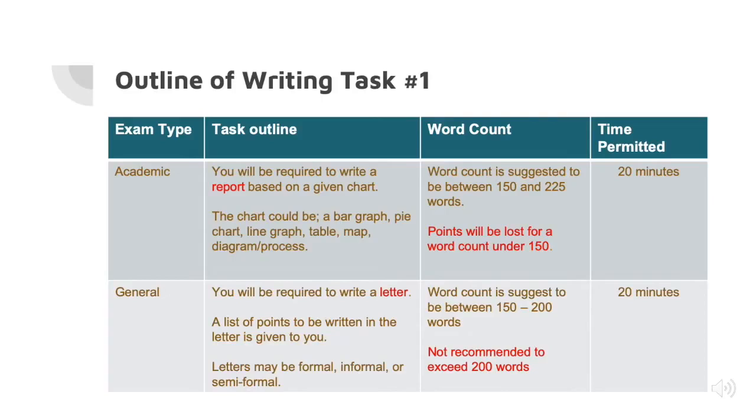For the general task, you will be required to write a letter. A list of points to be written in the letter is given to you. The letters may be formal, informal, or semi-formal. The word count is suggested to be between 150 to 200 words. It's not recommended to exceed 200 words.